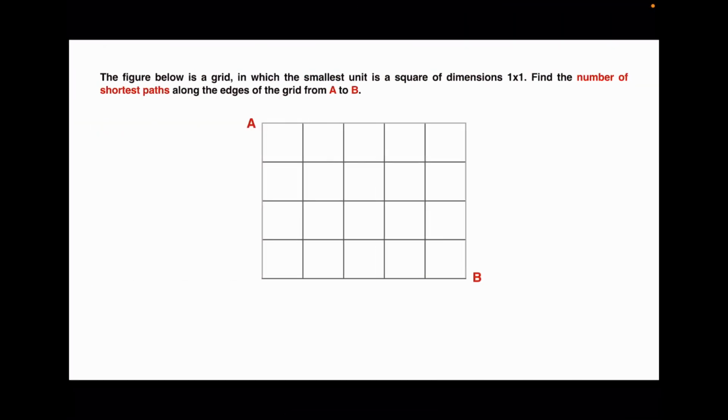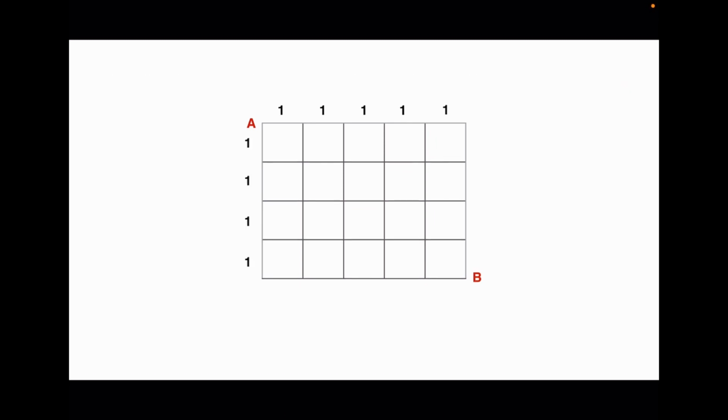Alright, let's get into today's problem, which is an interesting one based on the concept of shortest path. Here we are given a rectangular grid made up of 20 small squares, each having a side of 1 unit. And we are required to find the number of shortest paths along the edges of this grid from point A to point B.